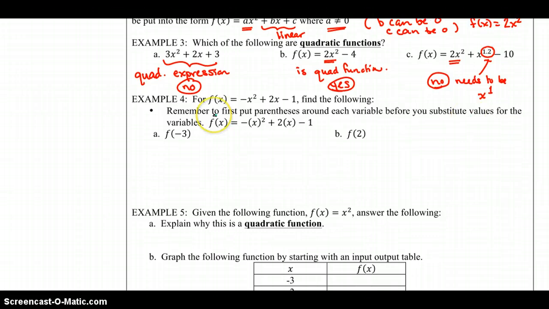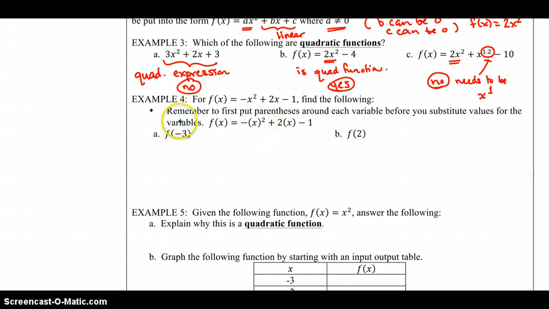Now we're asked to compute or evaluate this function for particular inputs. Earlier in this course, I've tried to get you in the habit of putting parentheses around each of the individual variables before you make any substitutions. In the last section, when they were linear functions, if you didn't do that, you still got the right answer. But in this section, as we start looking at squared terms, especially when we substitute a negative value, without those parentheses you're not going to get a correct answer.